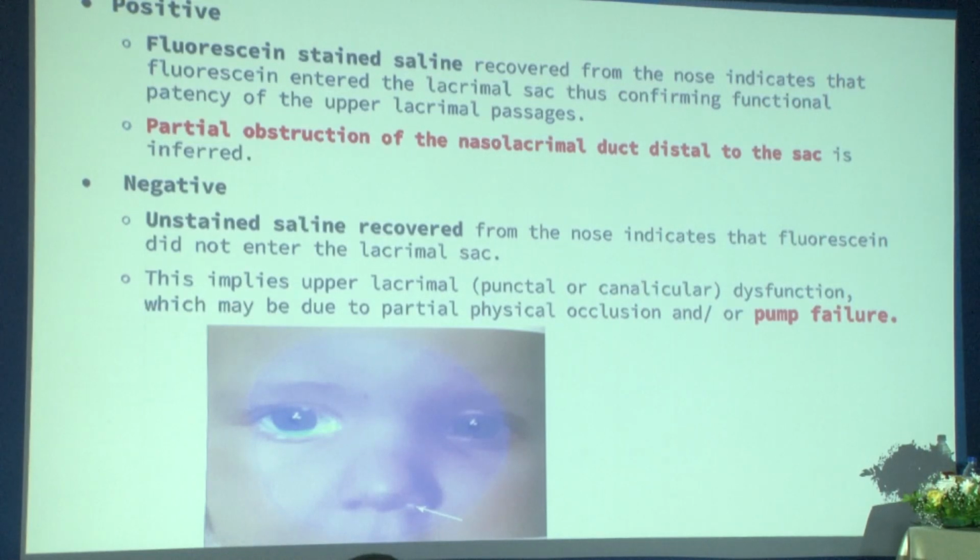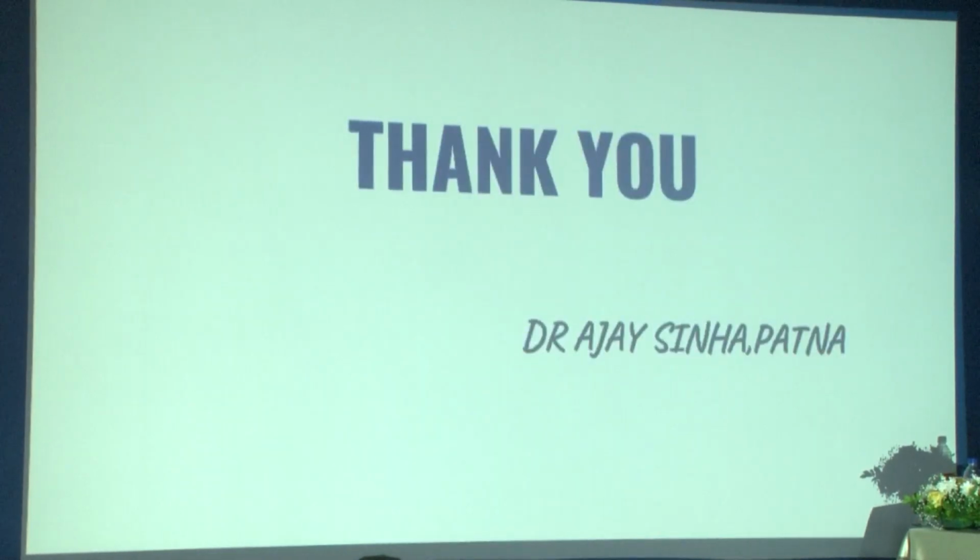So negative. Now what do we understand by the negative test? Unstained saline recovered from the nose indicates that fluorescein did not enter the sac. So this implies upper lacrimal dysfunction, which may be due to partial physical occlusion and pump failure. So thank you. We have selected the case and now over to the surgeon.